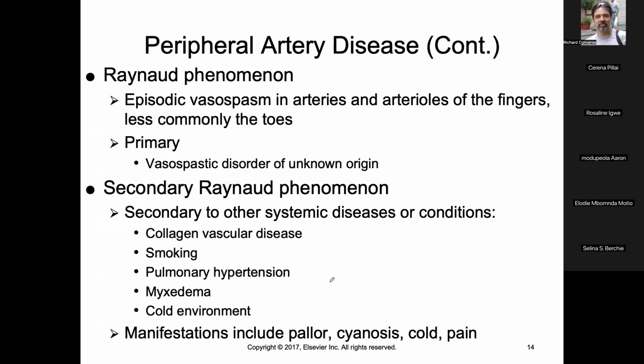Okay. Raynaud's phenomenon, also called Raynaud's syndrome, is a condition that causes spasms in small arteries, which restricts flow to the extremities. This usually affects the fingers and toes, but can also affect the nose, ears, nipples, and lips. Primary Raynaud's is a vasospastic disorder of unknown origin, while secondary Raynaud's is usually the result of underlying systemic diseases such as collagen vascular disease, smoking, pulmonary hypertension, myxedema, and cold environments. Manifestations: pallor, cyanosis, cold, and of course, pain.